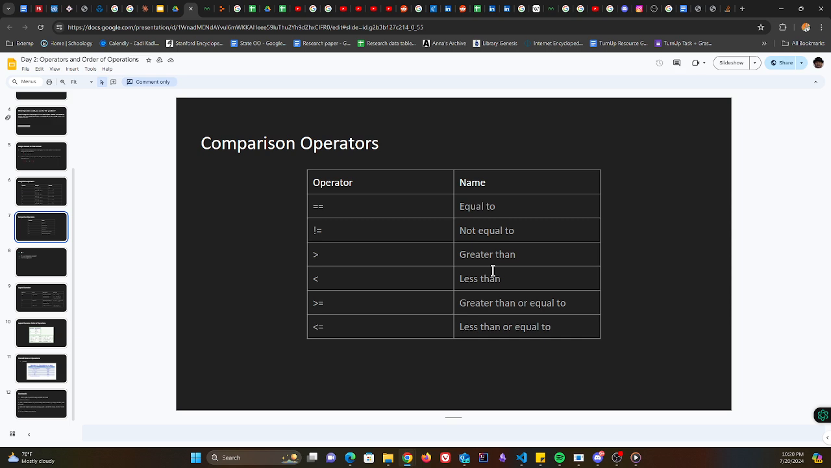It'll do the same, but determines if one number is greater than the other, and then less than is the same but flipped around. It'll return if one number is less than the other. And then this is greater than or equal to and less than or equal to, as you learned in math, but instead of having the little line underneath the greater than or less than sign, you just have the equals sign, since that's how we indicate it on computers.